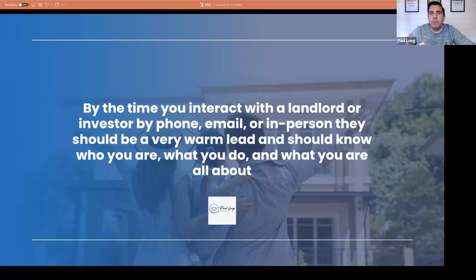And breaking that down a little bit more for us as agents, by the time you interact with a landlord or investor by phone, email, or in person, they should be a very warm lead and should know who you are, what you do, and what you're all about. So a good example here as agents is, how many of you have been to a valuation, perhaps met a landlord, sat down with that landlord, and the landlord straight away says, I'm not calling anyone else out. I just know you're the letting agent to look after my property.